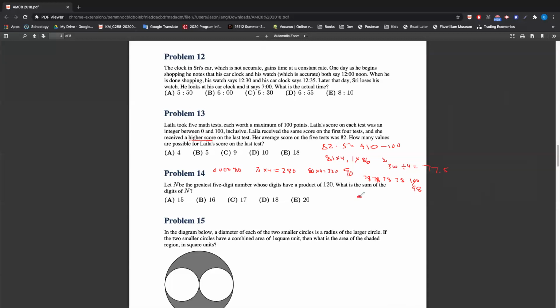actually it's better to do the scores on the first 4 tests, because we can see that 78, 79, 80, and 81 all work. Each of these produces a different value for the last test, so the answer would be 4.